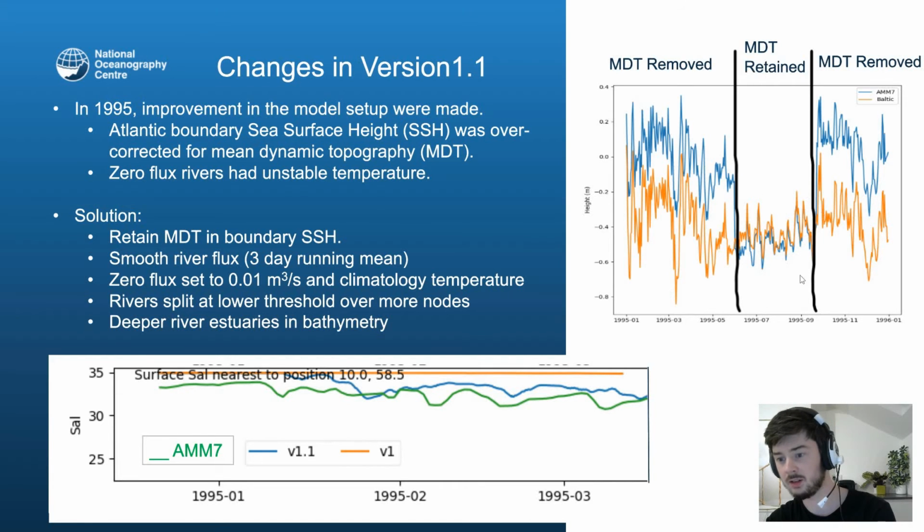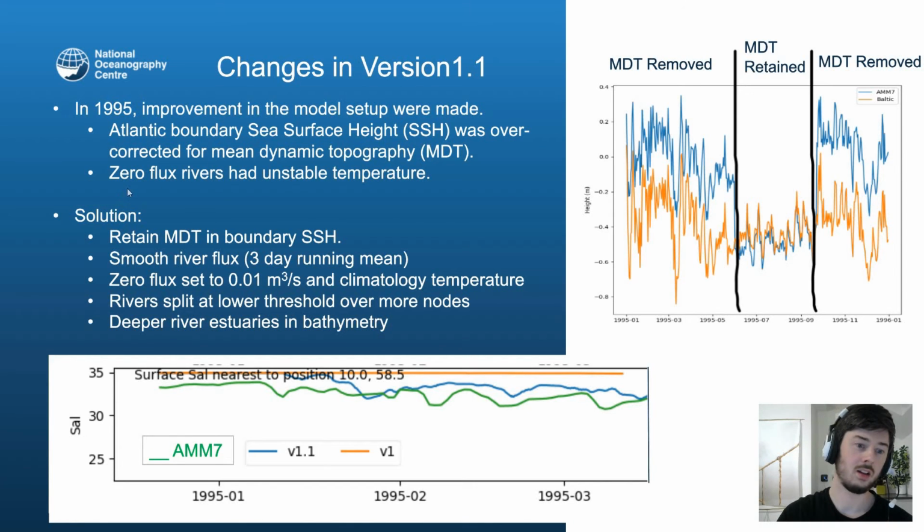So this is how it should be. This is the time period when we hadn't corrected it. So this is comparing AMM7 and the Baltic NEMO model. They should have similar sea surface height rather than these time periods when there is a bit of a difference in the sea surface height. So that's been corrected for 1995 onwards, so this whole time period onwards is now correct.